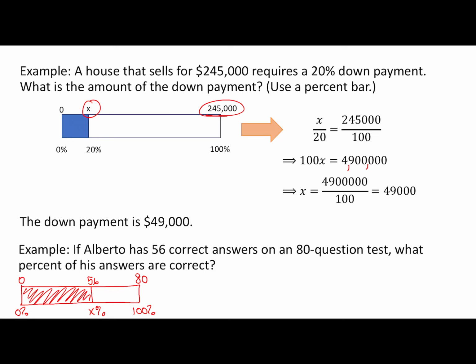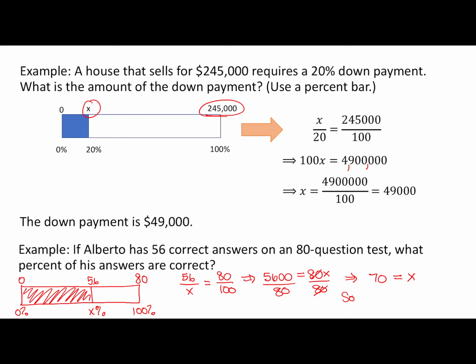Okay, now that I've got my setup, I can just set up those ratios again. So I'm going to have 56 over x equals 80 over 100, and we just go through the same kind of steps to solve. I'm going to cross multiply, so I get 5,600 equals 80x. And now I'm going to divide both sides by 80. I'm just going to cancel here. And so when I divide, I get 70 equals x. And x is a percent.